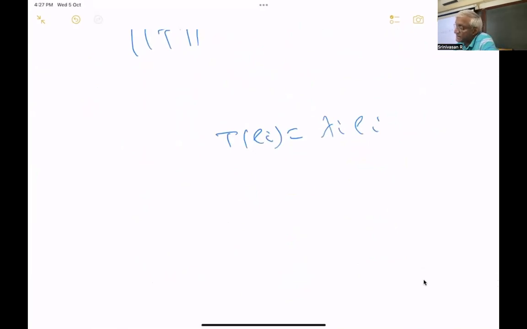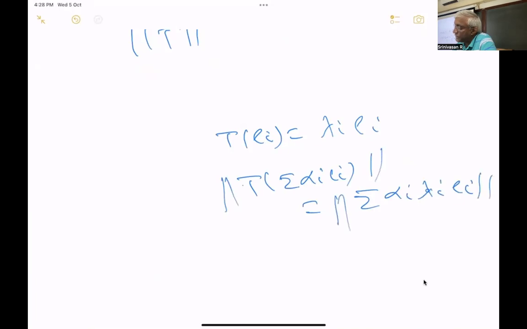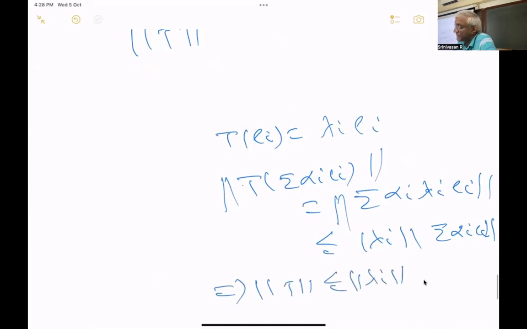But this means that the norm of any T, the summation of alpha i e_i, is going to be the summation of alpha i lambda i e_i. You take the norm, which is less than or equal to, you can take the mod lambda i out, summation alpha i e_i. This will imply that norm T is less than or equal to the maximum of mod lambda i, you can take the maximum of lambda i out.